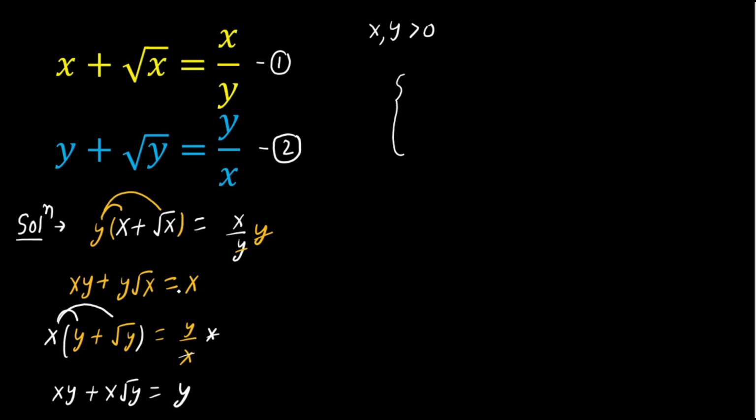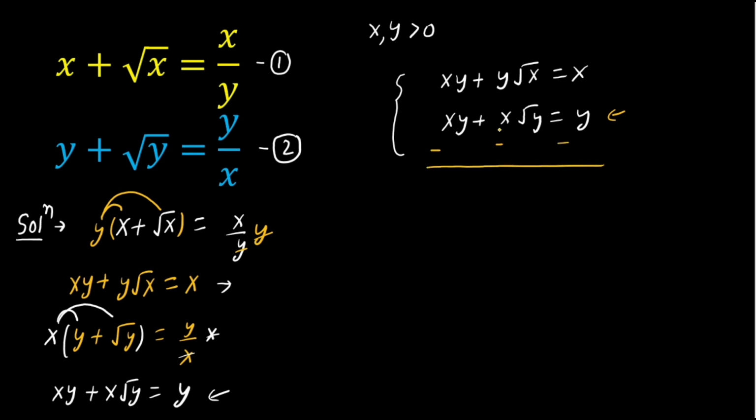Now we have x times y plus y times square root of x equals x, and x times y plus x times square root of y equals y. Now if we subtract this equation from this, then minus minus minus, and x times y is positive and this x times y is negative, so this is cancelled out. Here y times square root of x minus x times square root of y equals x minus y.